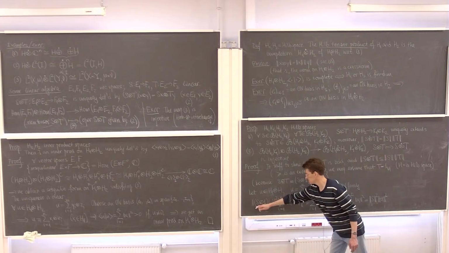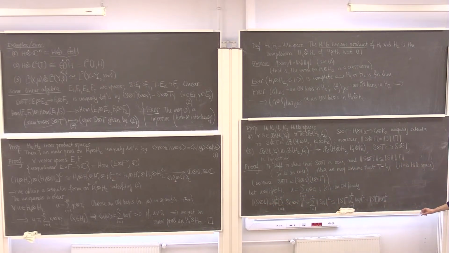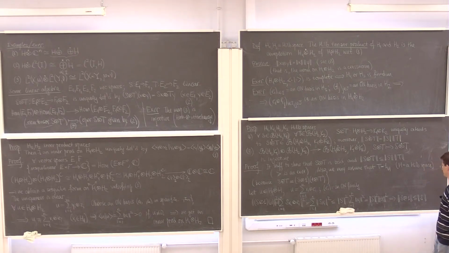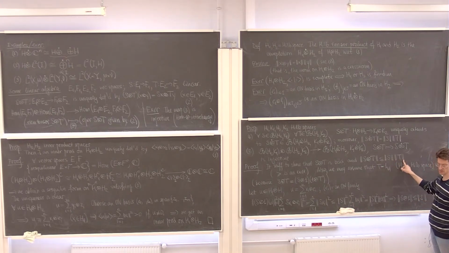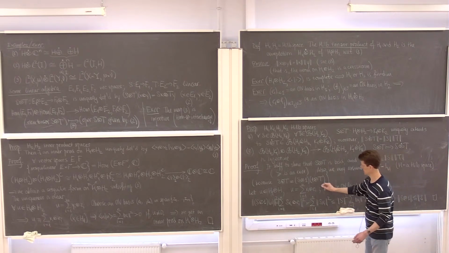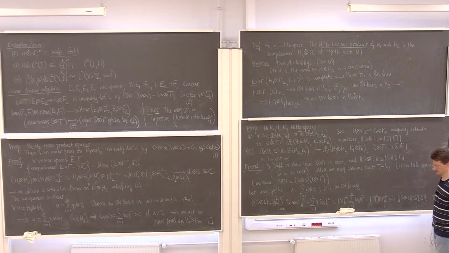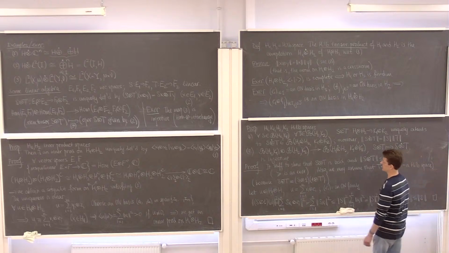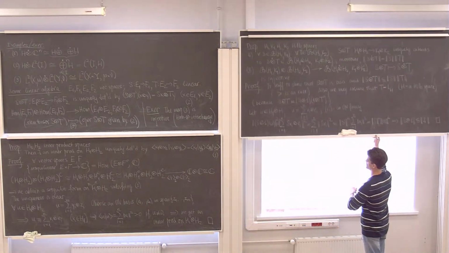So as a result, we see that S tensor 1 is bounded, and its norm is less than or equal to the norm of S. And basically, this completes the proof, because we proved this fact in the case where T is the identity operator. Now, the same argument shows that 1 tensor T is also bounded, and its norm is less than or equal to the norm of T. And we compose these two operators, and we get the result. Okay, so we see that the Hilbert tensor product is functorial.